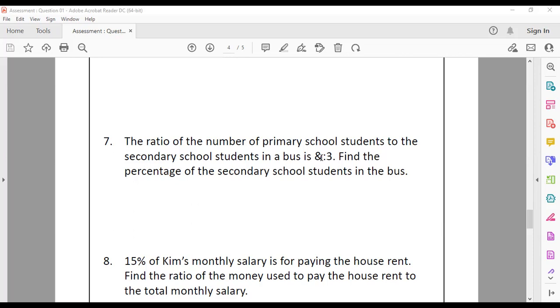The ratio of primary school students to the secondary school students is 7:3, guys. Correction here, okay? Put in the number 7. Okay, can you guys do that? Okay, 7:3. Correction. So the ratio of primary school students to secondary school students, so P for primary to S for secondary equals 7:3. Good. Find the percentage of the secondary school students.